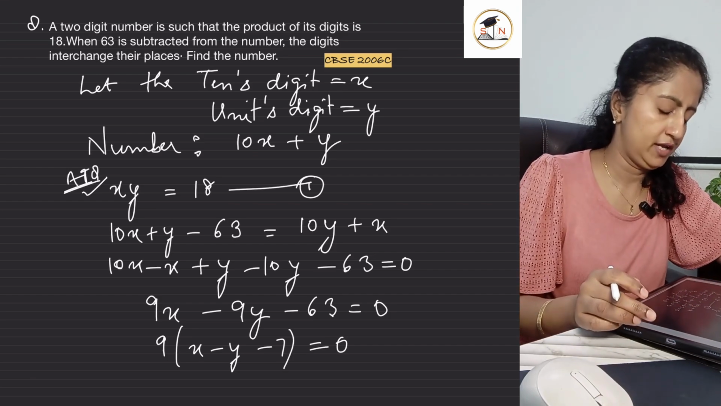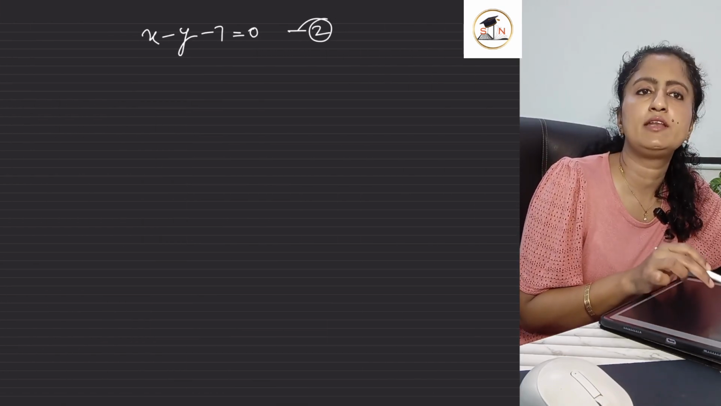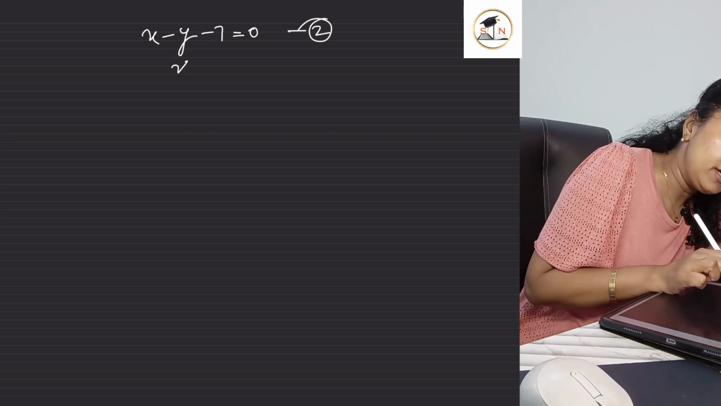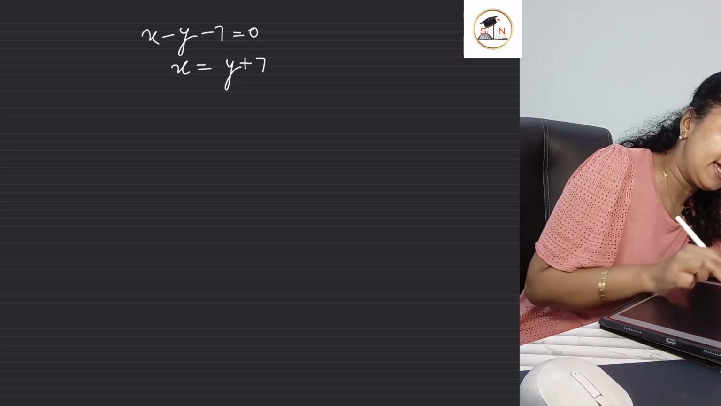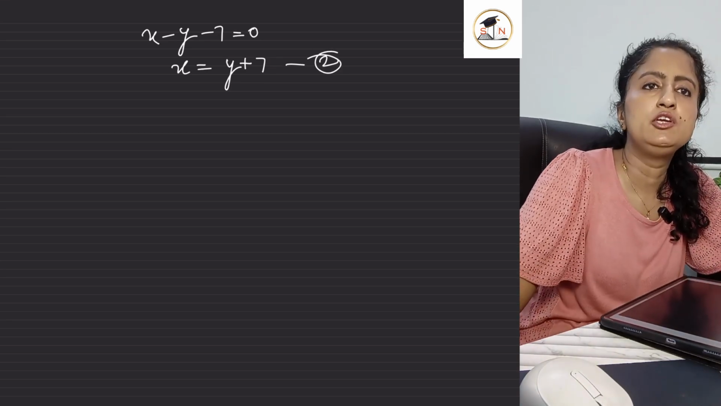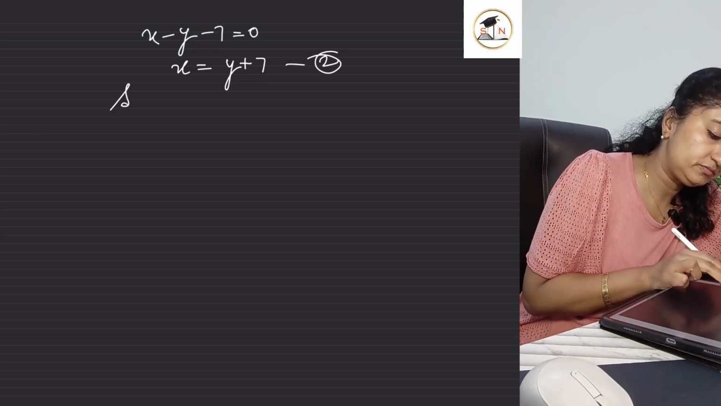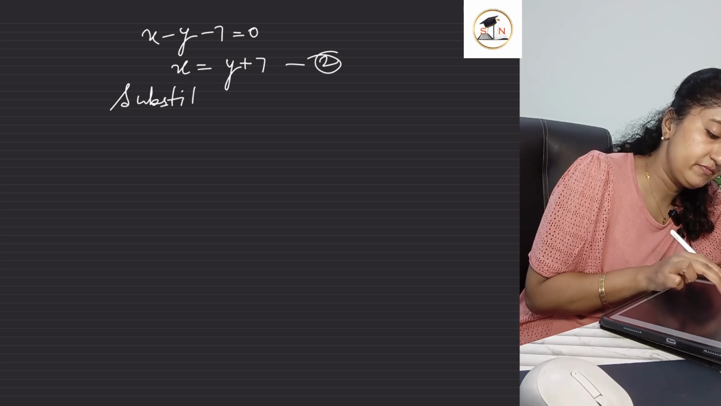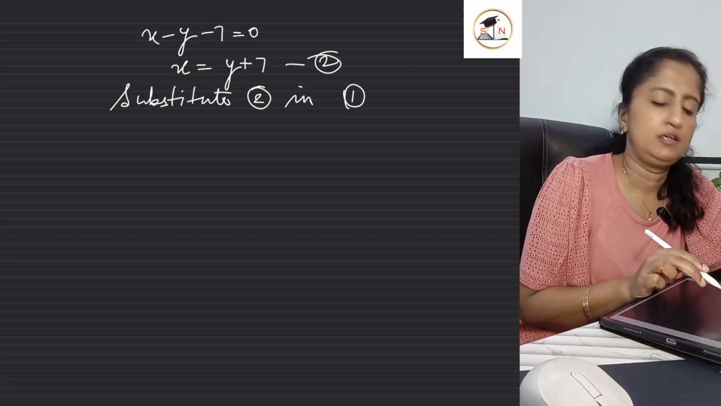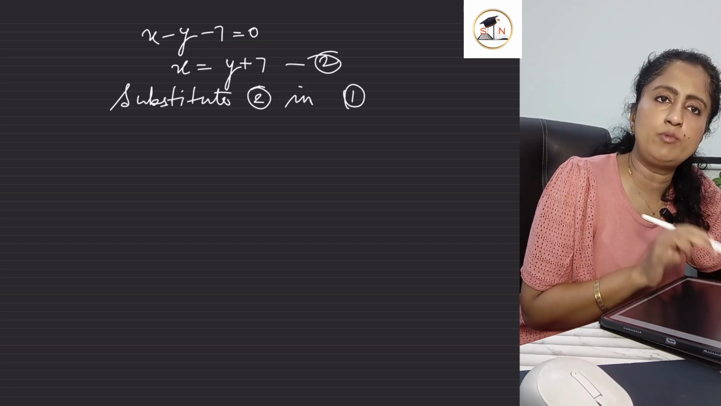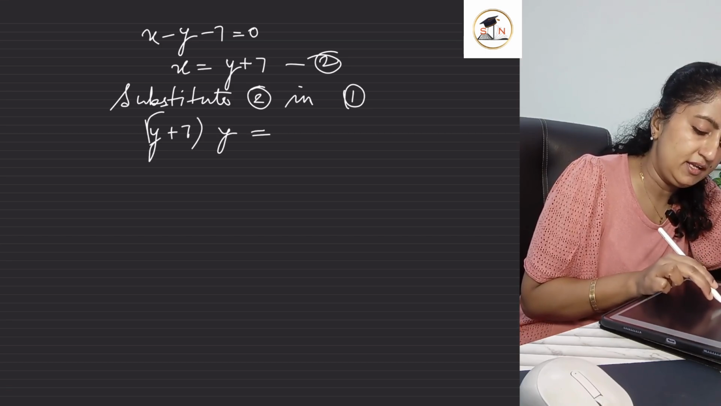Okay. So now we have xy equals 18 and x minus y minus 7 equals 0. So what I'm going to do? x equals y plus 7. Ideally, I am taking this as 2 because this is to be used, right? So what we are going to do over here, we are going to substitute 2 in 1. The first equation was x into y equals 18. So (y plus 7) into y equals 18.